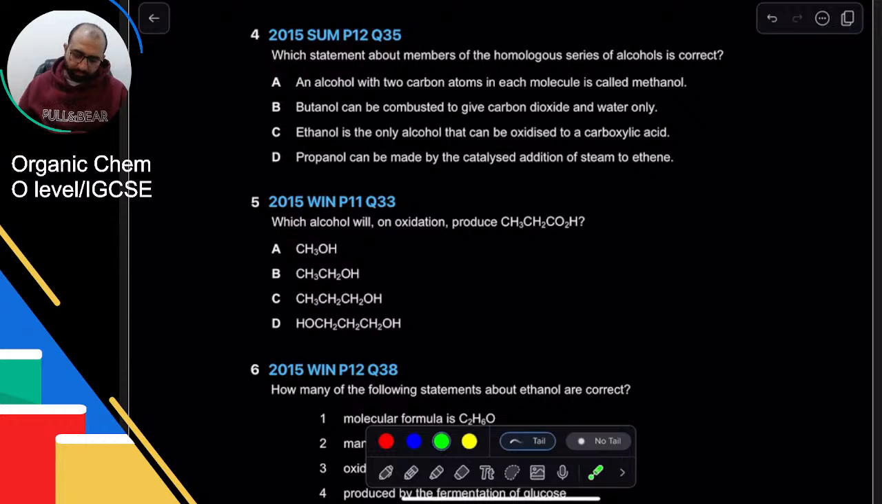All right. Which statement about members of homologous series of alcohol is correct? Third one was ethanol is the only alcohol that can be oxidized. No, we can oxidize other alcohols as well. Propanol can be made by catalyzed addition of steam to ethene.